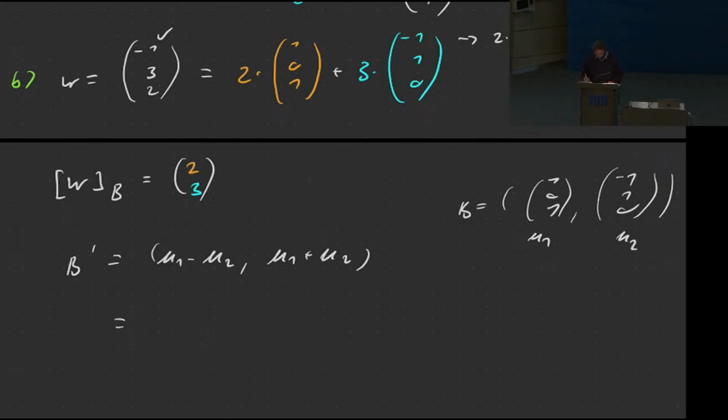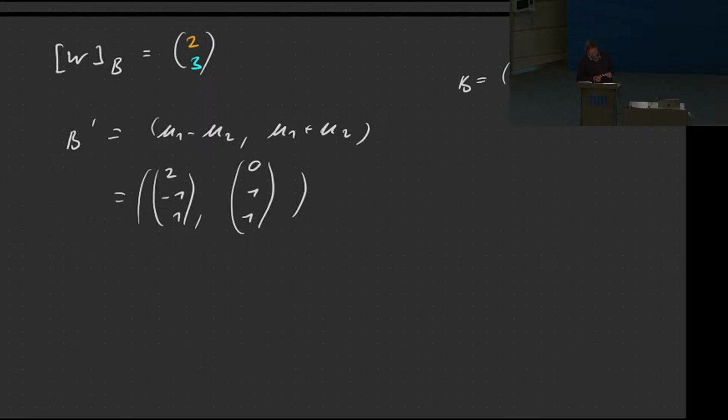So U1 minus U2 is, let's see, 2, -1, 1. And U1 plus U2 is 0, 1, 1. Right, so that's our coordinate system B prime. And that is also a system that describes the very same plane in 3D space, because obviously those two vectors are linear combinations of those two, so they all live in the same plane. Right? Those are again linearly independent. So I've just changed the coordinate system.